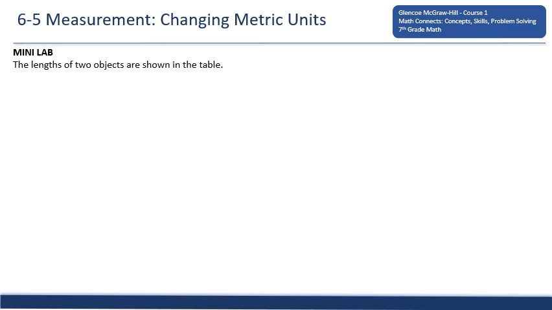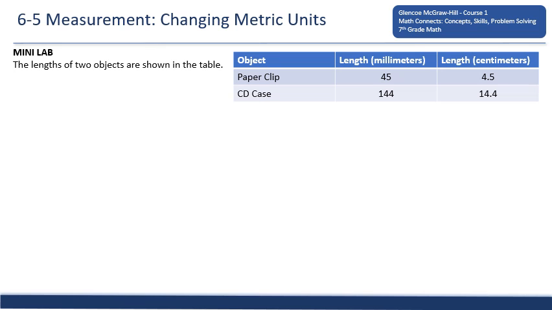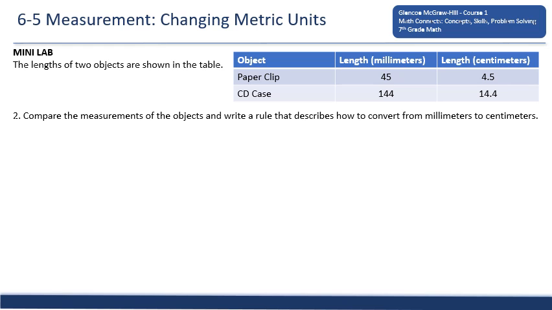Mini lab. The lengths of two objects are shown in the table. So we have a paper clip and a CD case, and it gives us their length in millimeters and centimeters. Compare the measurements of the objects and write a rule that describes how to convert from millimeters to centimeters. Divide by 10.